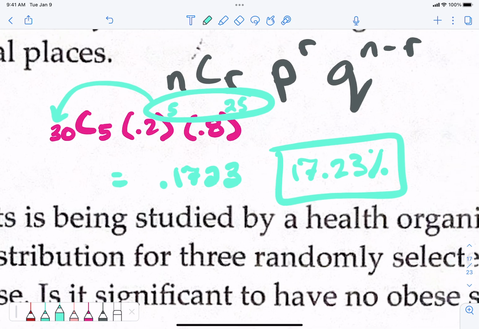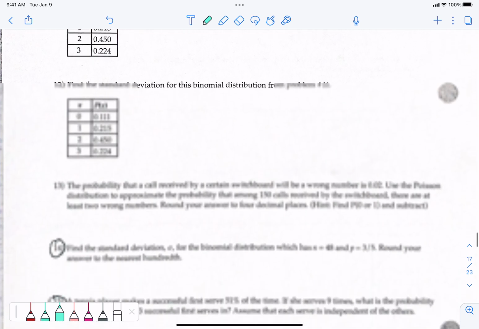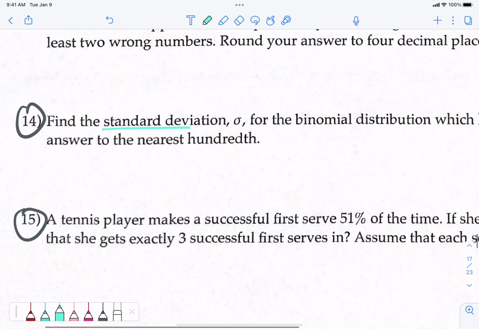17.23%. I don't care if you leave it as a decimal or convert it to percent, whatever. Okay? Good, good? That was 10. Let's go to 14. This is another standard deviation. I don't know why I give you so many of these.